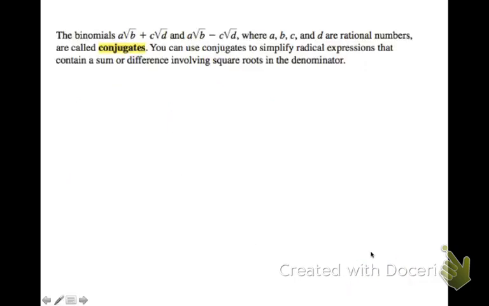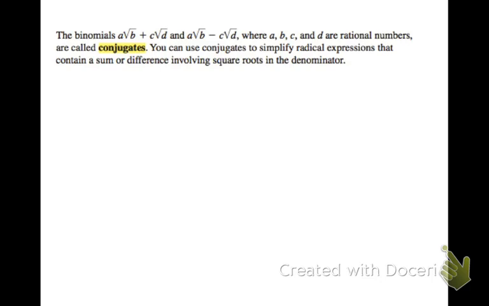Next up is the concept of conjugates. So when you have two binomials, a square root of b plus c square root of d and a square root of b minus c square root of d, and they're all rational numbers, they're called conjugates, and we can use them to simplify the radical expressions that contain a sum or difference involving square roots in the denominator. And this concept kind of goes back to the difference of two squares, and we were able to see the patterns.